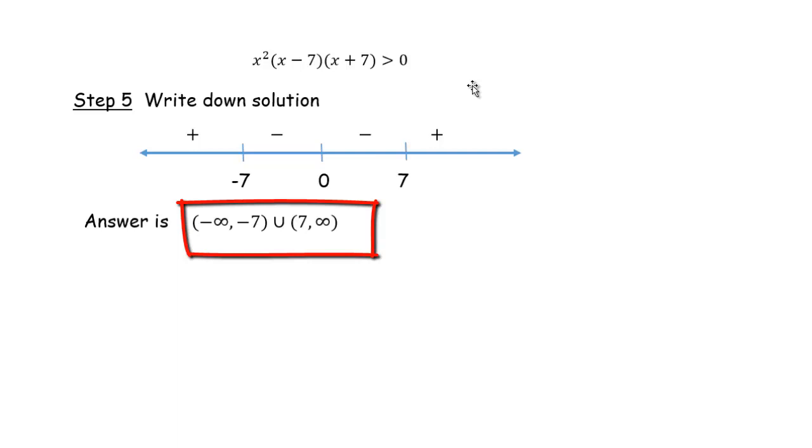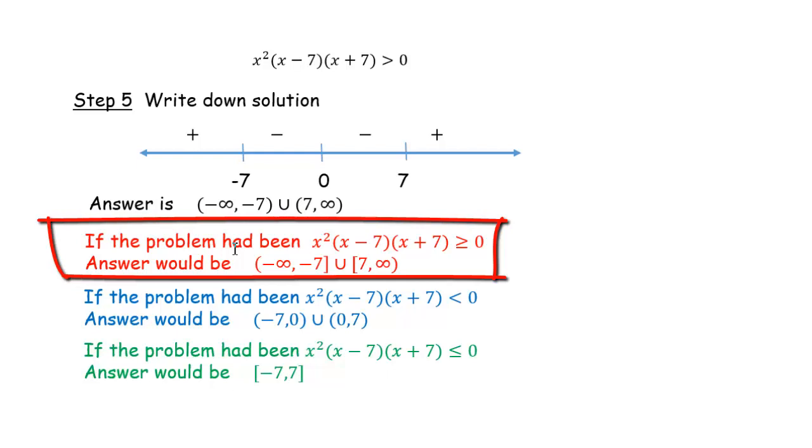We don't have greater than or equal to 0. We have strictly greater than 0. Let me show you some alternative answers to alternatively phrased problems. If the problem had been greater than or equal to 0 rather than strictly greater than 0, we would have included the two endpoints -7 and 7 in our answer, and we would have used square brackets to do that.